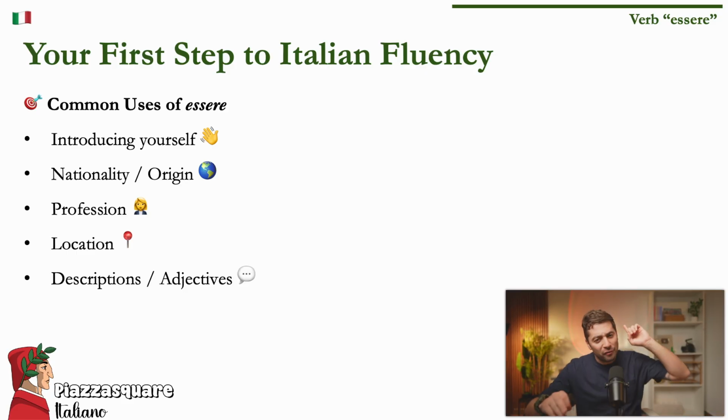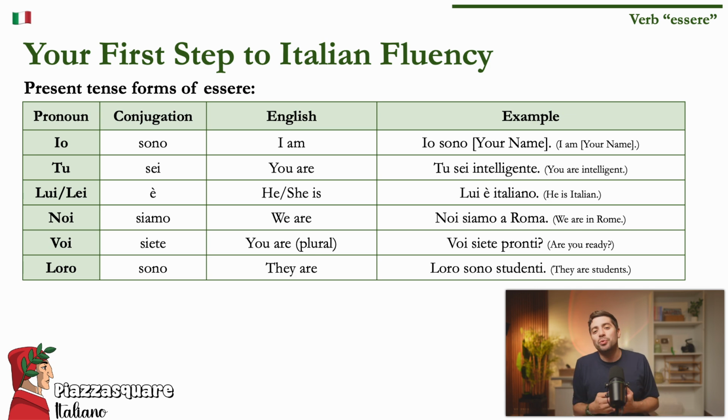Fantastic! Now that you have the keys, let's open our first door, the verb essere, which means to be. This is one of the two most important verbs in Italian. We use it to talk about who we are, what we are, where we are from, our identity, la nostra identità. Just like in English where we say I am, you are, he is, the verb essere is irregular. You just have to learn its forms, but they are used so often that they become second nature very quickly.